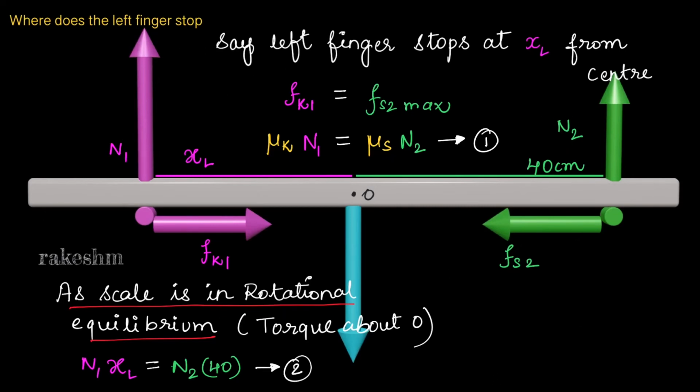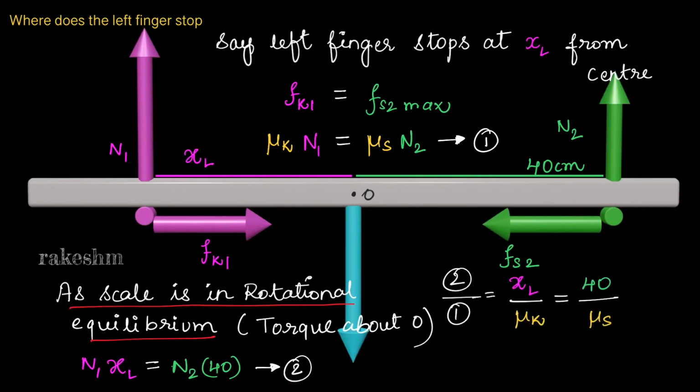So we can write torque due to N1 as N1 into XL. So N1 into XL equals N2 into 40 centimeters. See, he has given this as 10 centimeters, so from center to here will be 40 centimeters. So the torque due to N2 is N2 into 40. So this is our second equation.